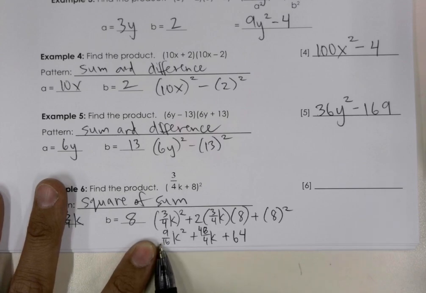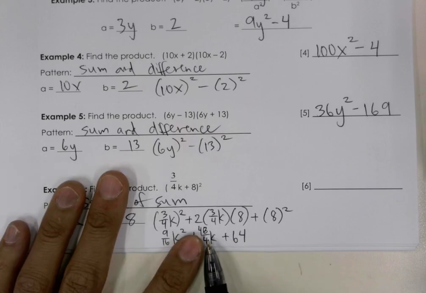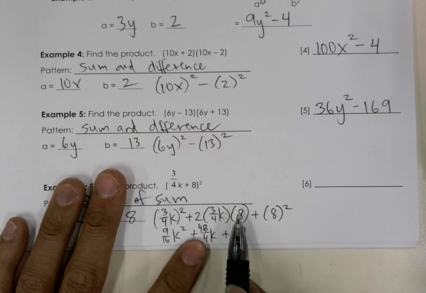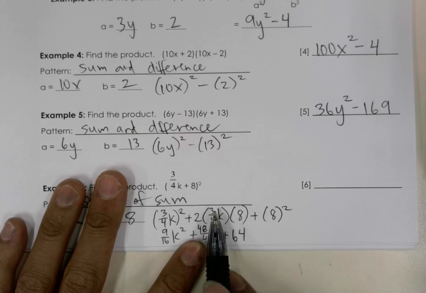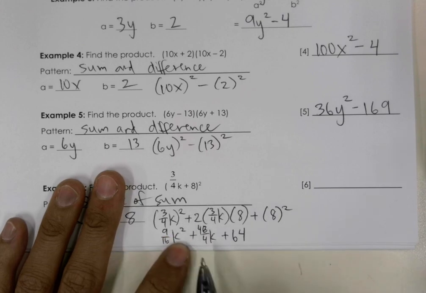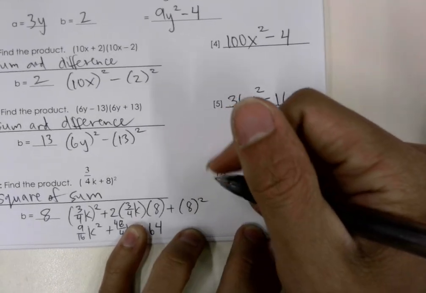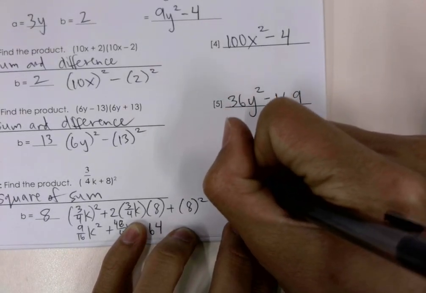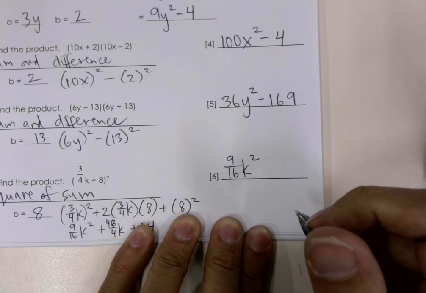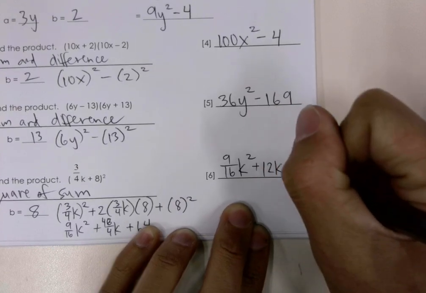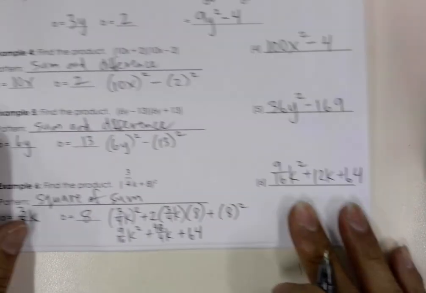Okay, so now we're going to look and see if we can do any reducing. So 16 and 9 have no common factors, so we're going to leave that alone. 4 goes into 48 12 times. So let me just double check on that. 24 times 2 is 48. Yes. So 4 goes into 48 12 times. So it's going to be 12k, and then we have 64. So let's go ahead and put our answer over here. It's going to be 9 over 16k squared plus 12k plus 64. And we are done.